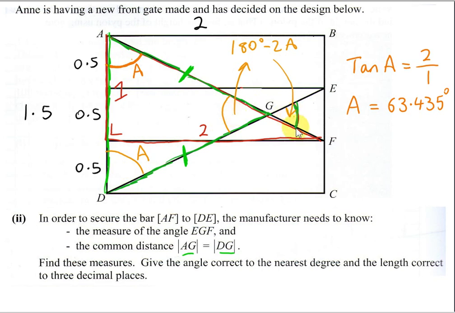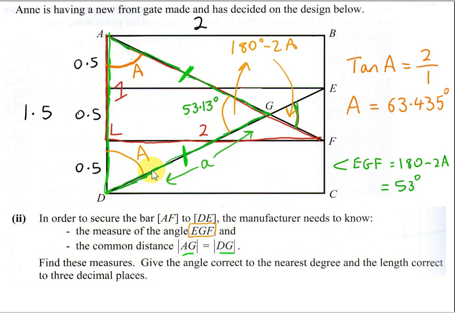So now we can find this angle. That's what we want, angle EGF. To 2 decimal places, that is 53.13 degrees. And we want this angle to the nearest degree. So to the nearest degree, that's 53 degrees.